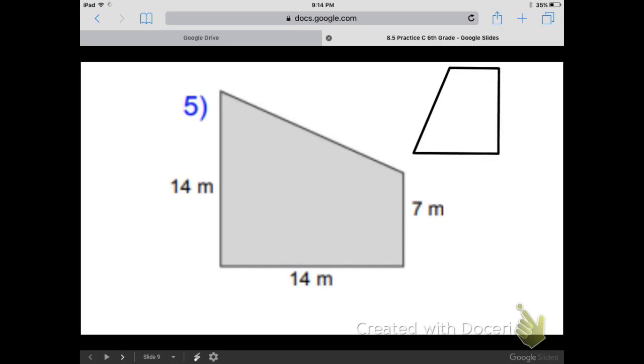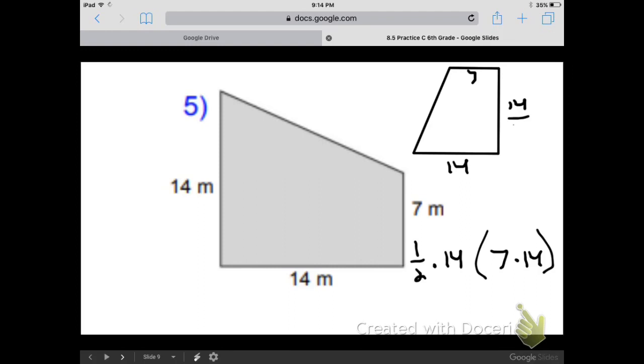Alright, so let's relabel the pieces. The bottom was 14, the larger portion. The height is also 14, and then the other base is 7. So you should have your formula sheet out. If you don't, we're going to do half times the height, which is this 14 right here. Right, the bases, which are the lines that are parallel to one another, are right here.